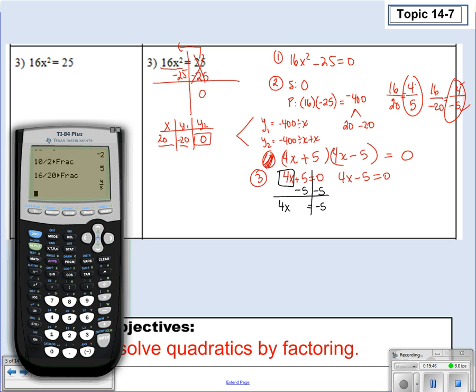The 4x is still in the box, so to get rid of the number that's in the box, we're going to divide. It's 4 times x, so we do the opposite. So we divide both sides by 4. That leaves us with x equals a negative 5/4.